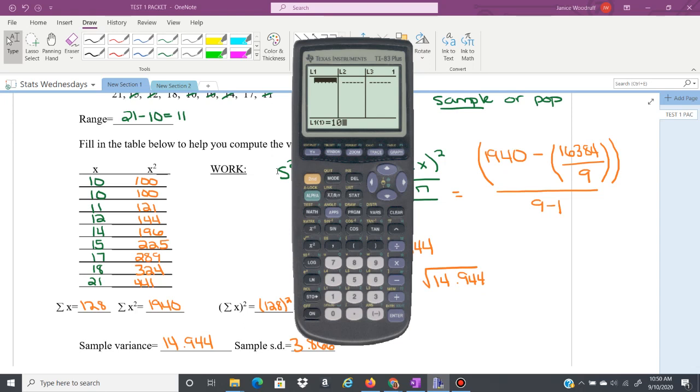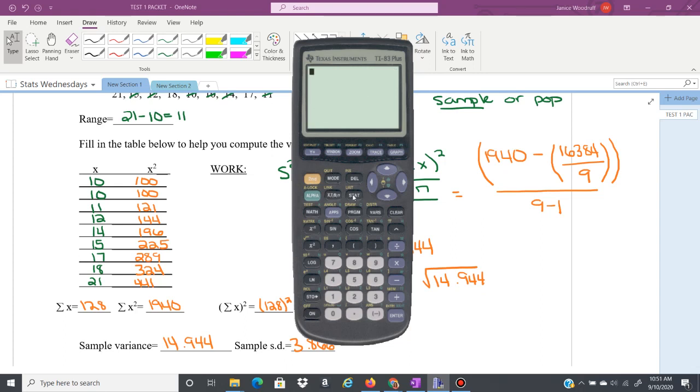So 10, 10, 11, 12, 14, 15, 17, 18, 21. Okay, so I have everything entered into the list. I'm going to go back to the home screen. See this in yellow, it says second quit. So second quit to go to the home screen.